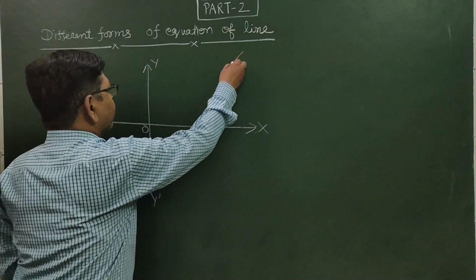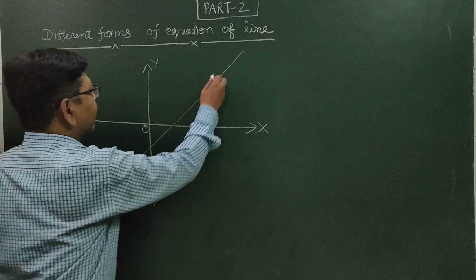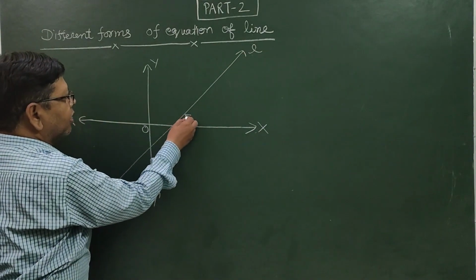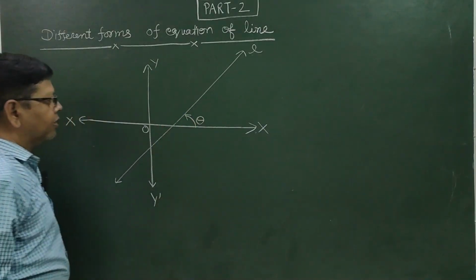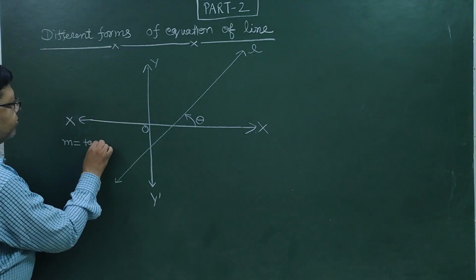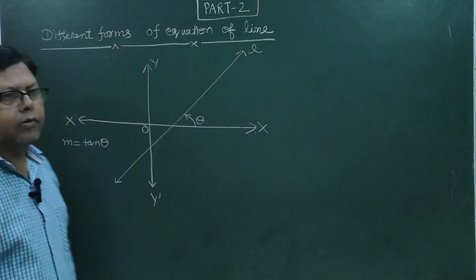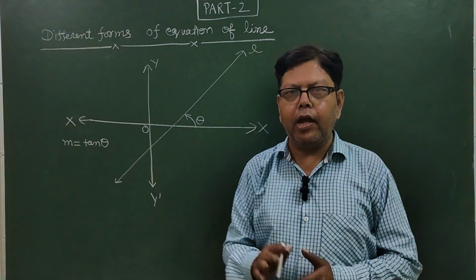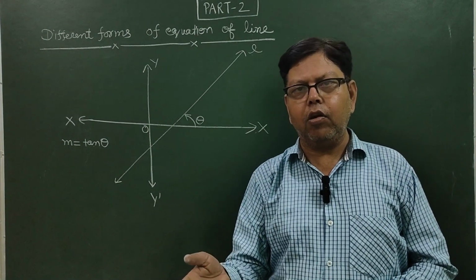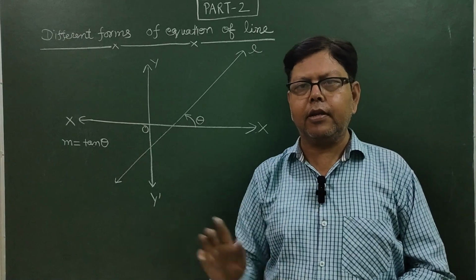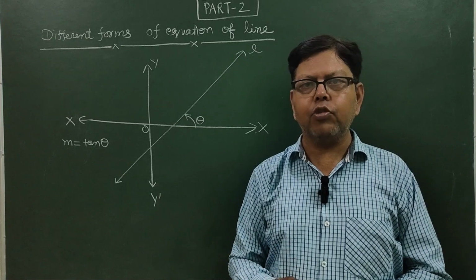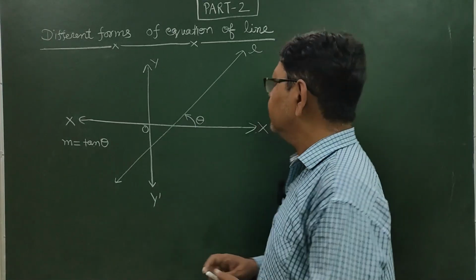If you have a line L, and it makes an angle theta with the positive direction of the x-axis, then its slope m is equal to tan theta. So the slope of a line is given by the angle made by the line in the anti-clockwise direction with the positive x-axis. Now let us discuss the slope of a line in terms of the coordinates of 2 points.